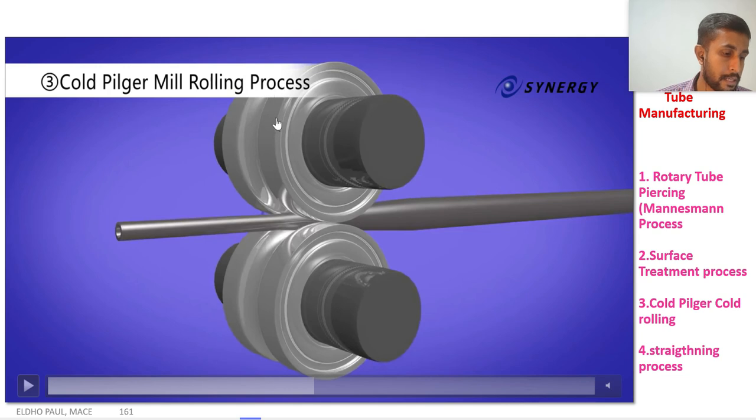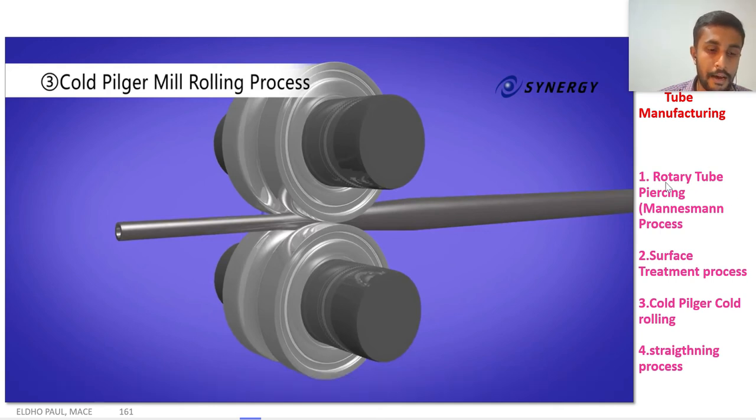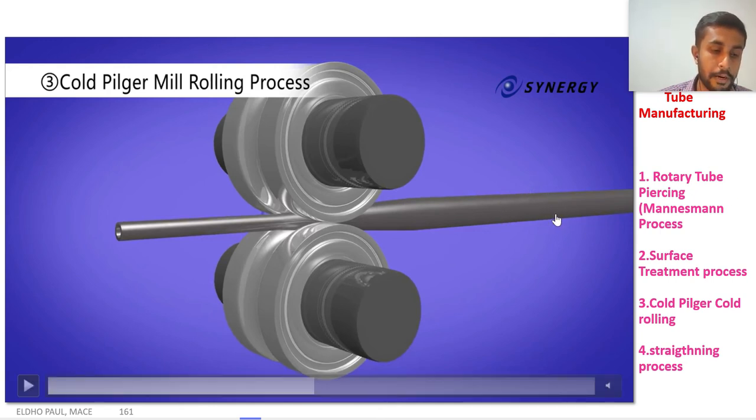Okay. So in this plunger mill, we have two rollers, and after the piercing process, this is the output product after rotary piercing. By this plunger mill rolling process, or tube rolling process, we reduce the diameter and the thickness of the product. So that is the main objective of this process. For that, we pass the material through this rolling gap.